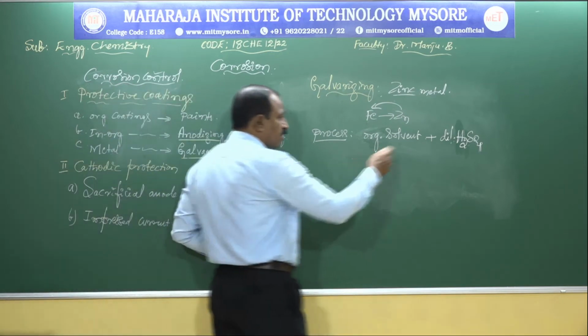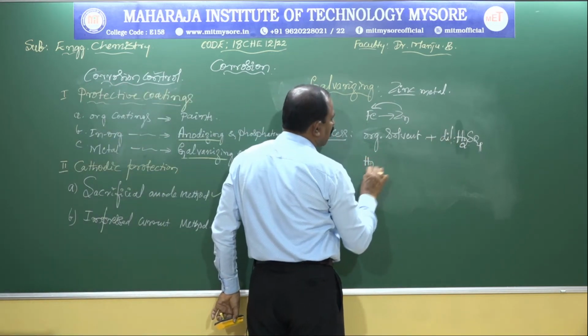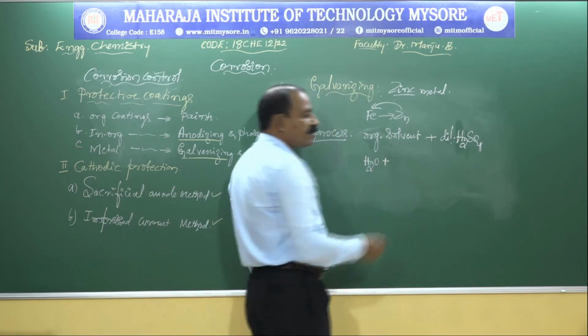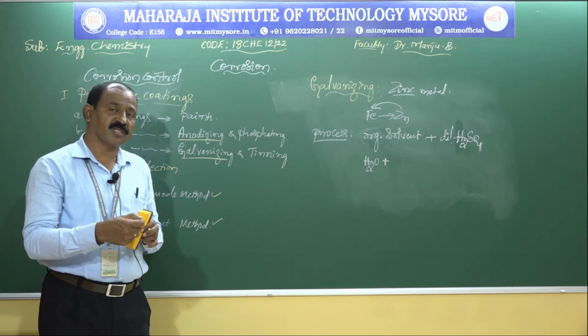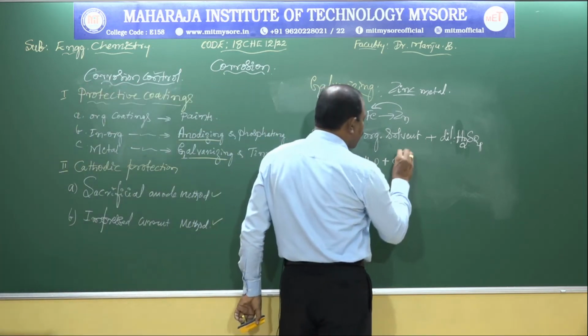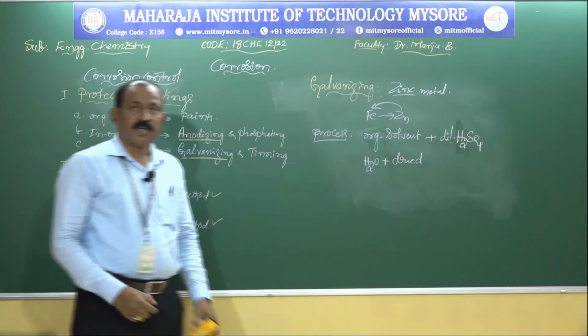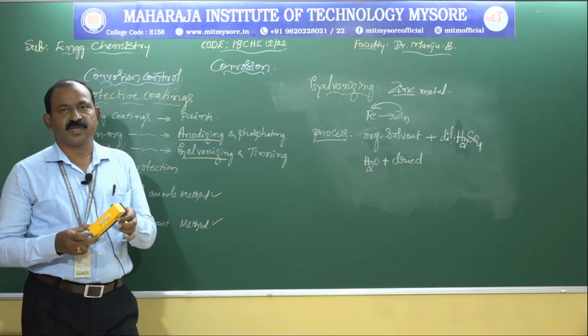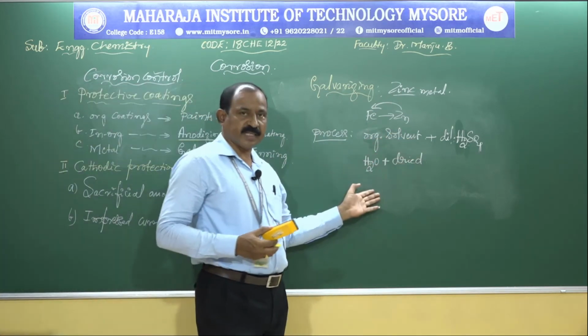Therefore, to remove the acid layer, it is then washed with water. After washing with water, the surface can again corrode easily when water is present. Therefore, finally it should be dried. Now before galvanizing, the object should be cleaned properly by the following methods.